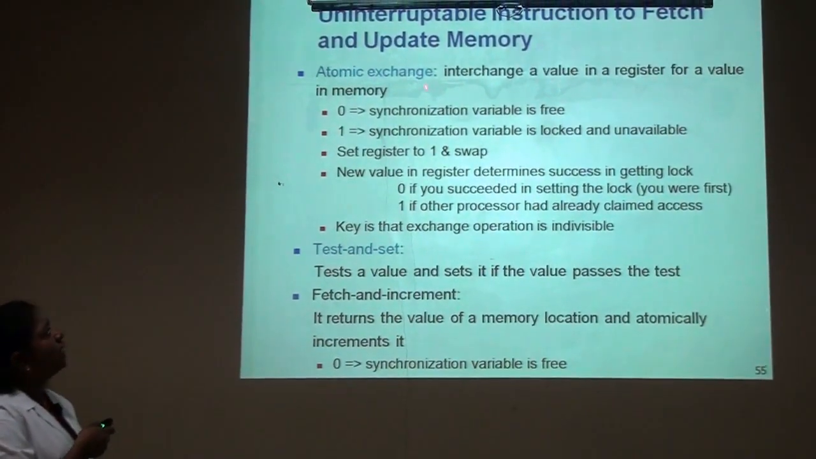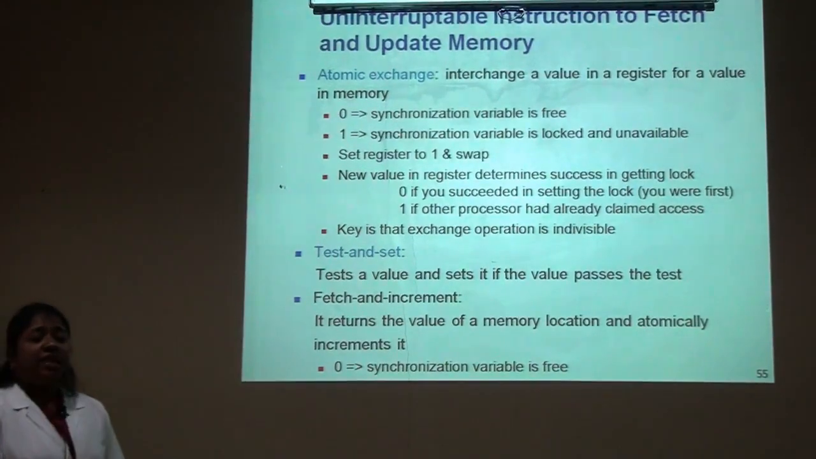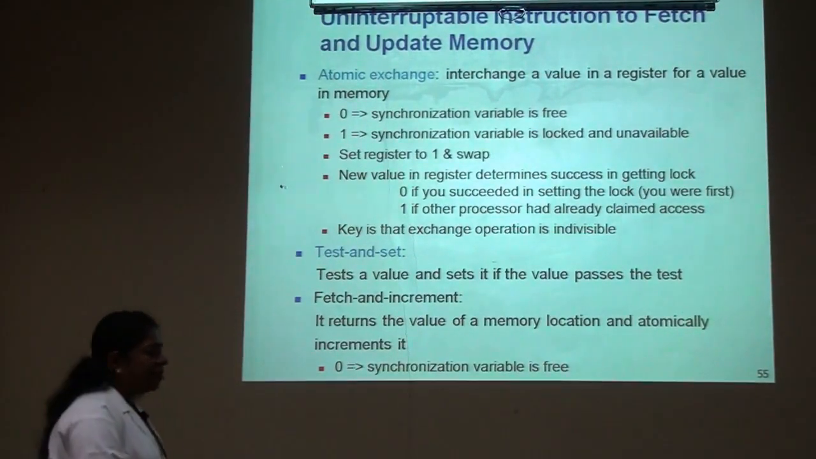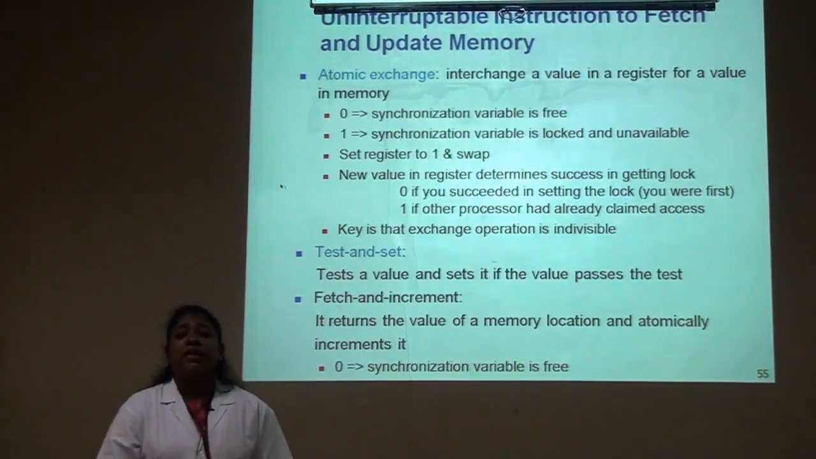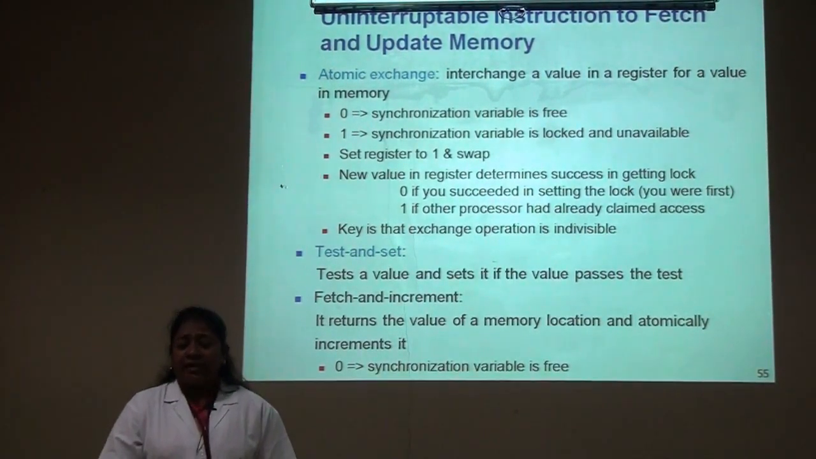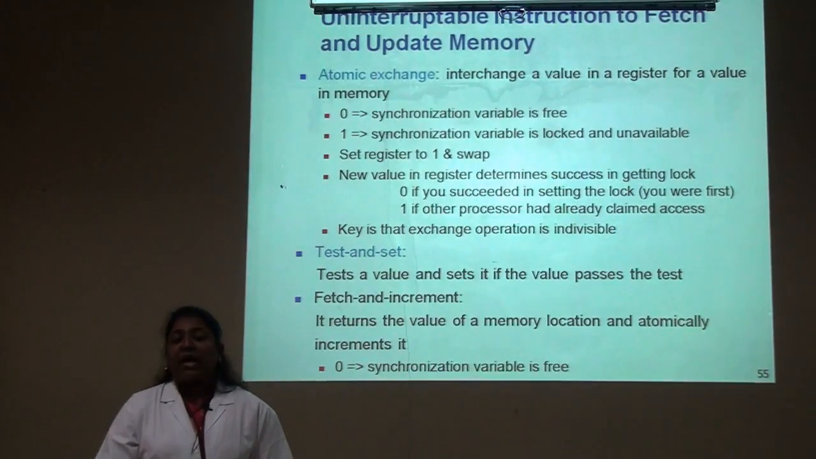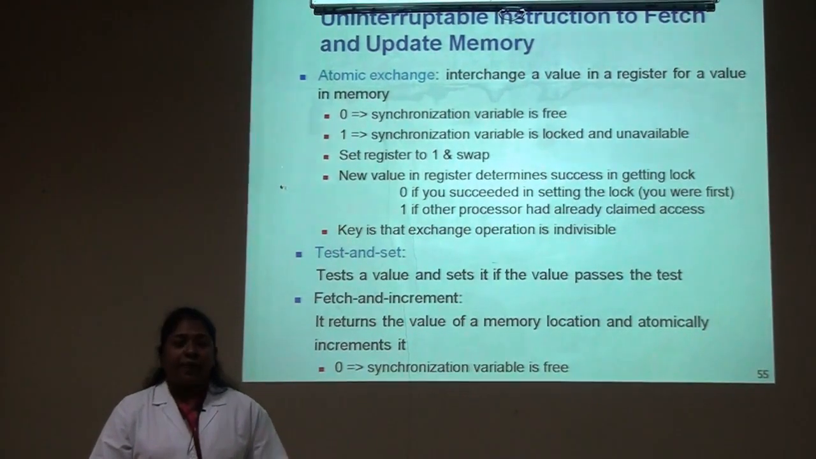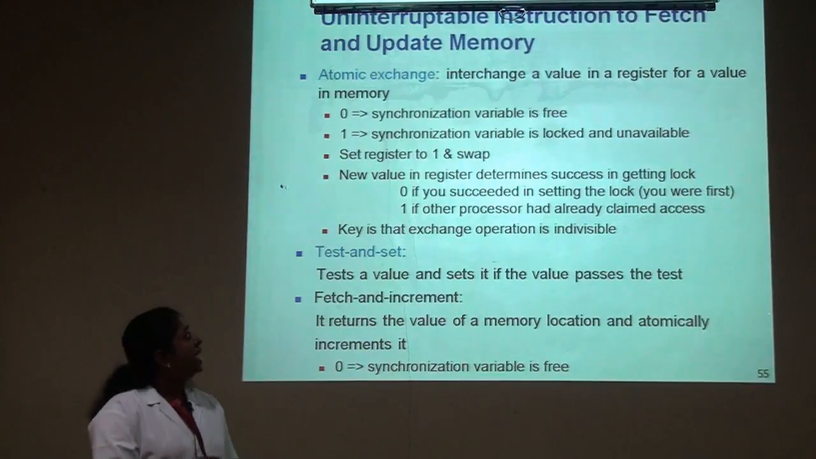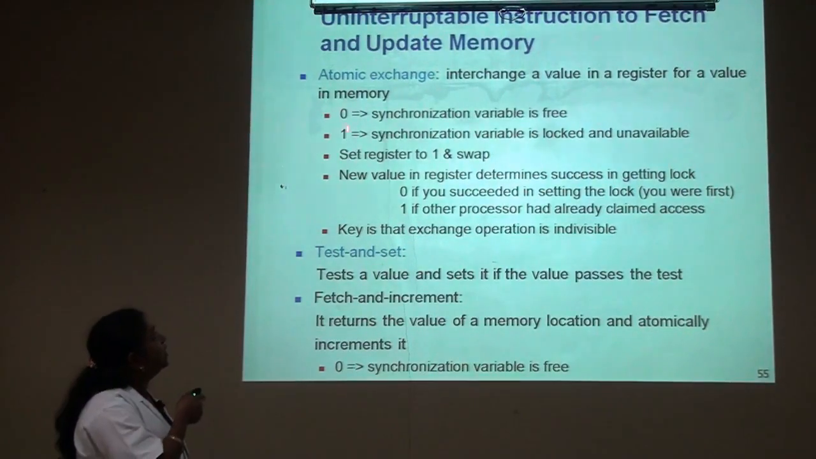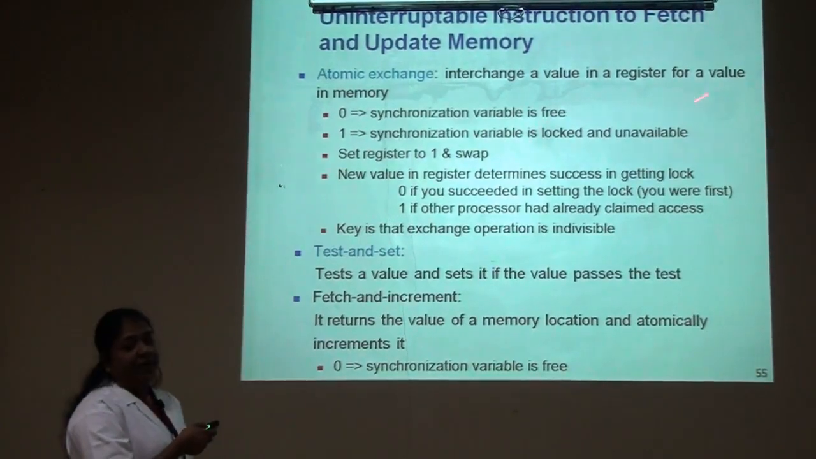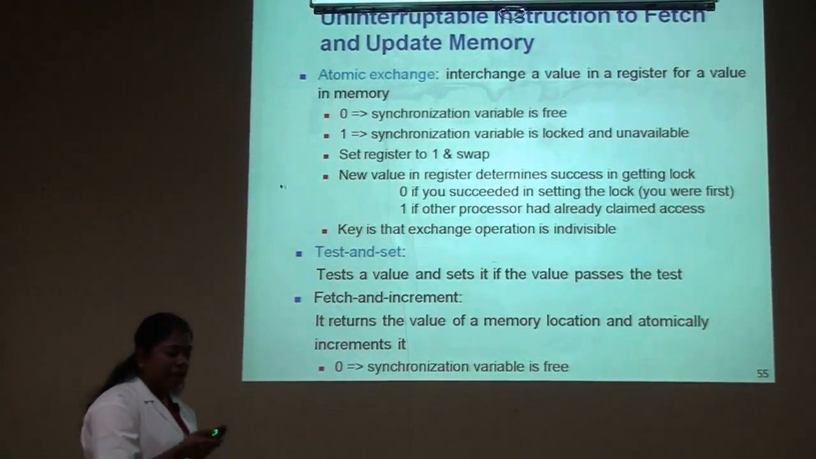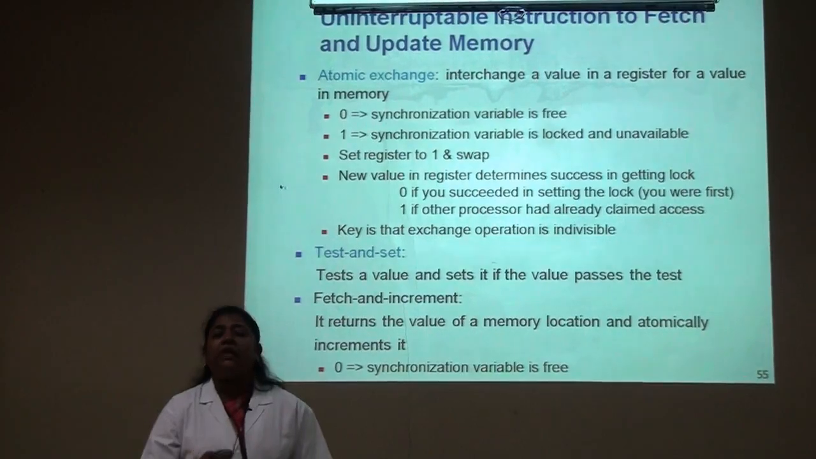First one is atomic exchange. Here every single operation can be performed. For example, the shared data can be handled. If one processor uses the shared data, that data can be used with a synchronization variable. The synchronization variable can be used with the value 0. 0 means the synchronization variable is free, because no processor is using the variable.